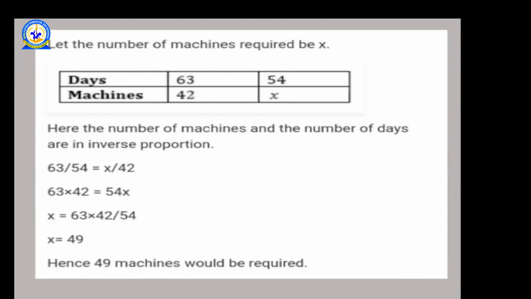So let the number of machines required be x. So days, first they are 63, now it will become 54. Days are reduced, so the number of machines will increase. Here the number of machines and the number of days are in inverse proportion. So we can multiply 63 into 42 is equal to 54 into x. Through that we will find the value of x. Hence 49 machines would be required. So the number of machines will be increased.